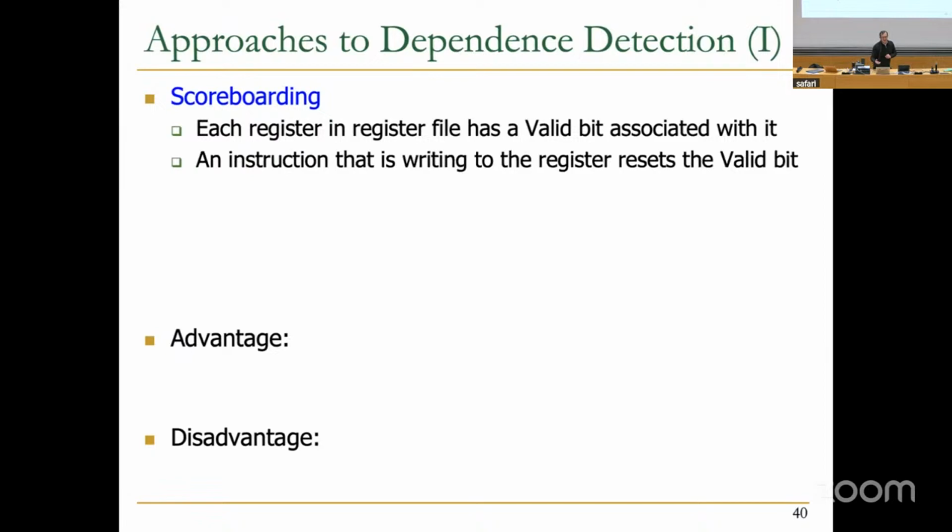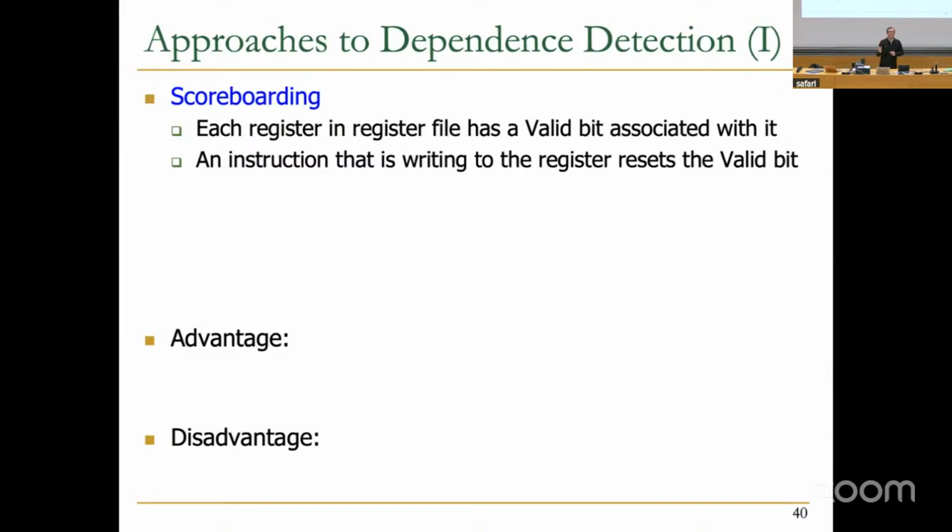You're decoding an instruction, and whenever you're decoding an instruction, you figure out that this instruction is supposed to write to that register. It resets that valid bit at that point, saying that this register value you cannot trust, because I'm going to go through the pipeline, and at some point I'm going to write to this register, right?